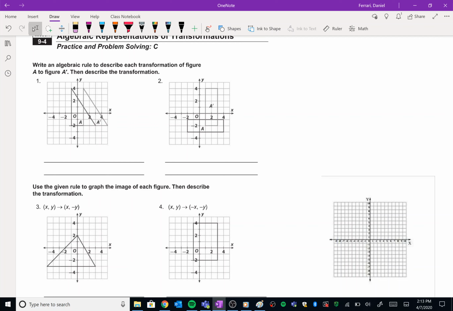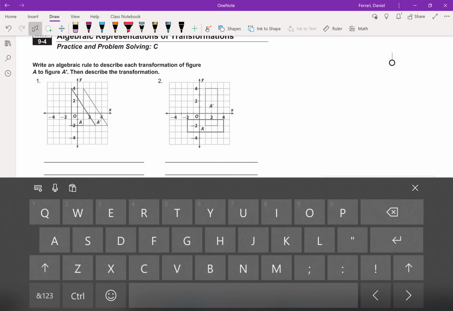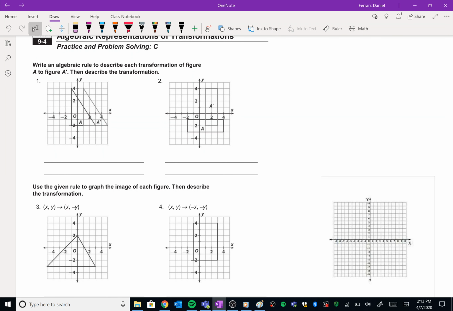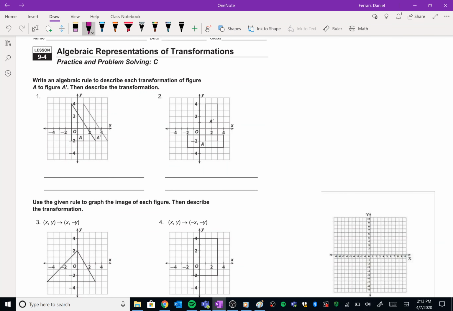But I think by doing this, it's going to demonstrate basically most of what you guys are going to need to be able to do these problems. Okay, so algebraic representations of transformations, practice and problem solving C. We're going to be writing an algebraic rule to describe each transformation of figure A to figure A prime. And then we're going to describe the transformation.